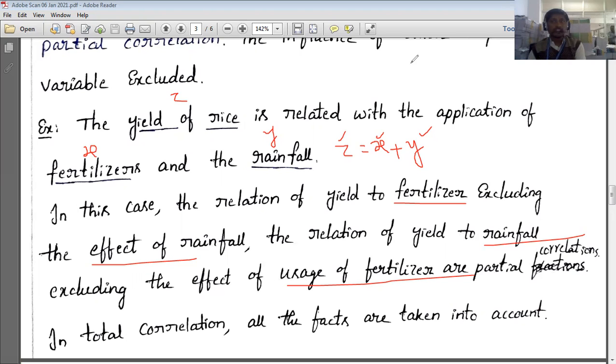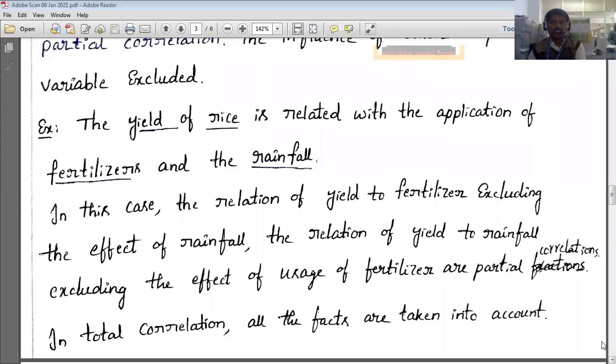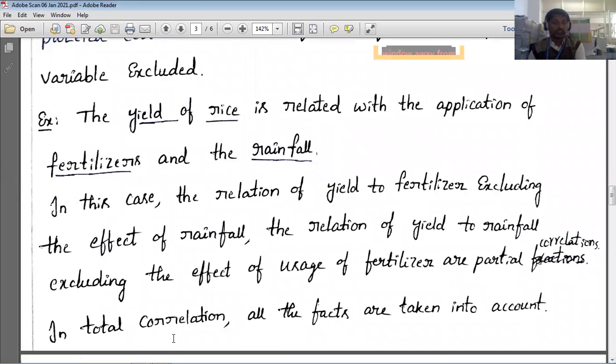And next, total correlation is nothing but this: if we are considering all the facts, then we say that is total correlation. How many are included in that? If you are taking your family, your mother, father, children, each and every one, then we'll say that is nothing but total correlation. Clear about it? Simple, partial, linear, multiple, and total.